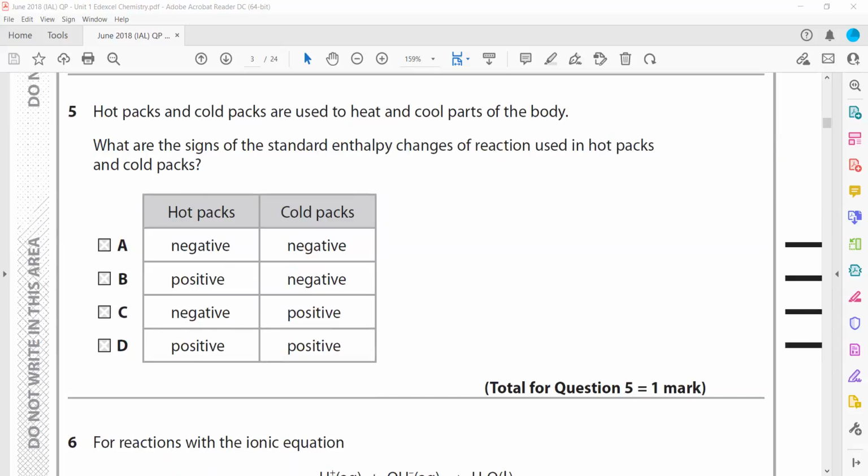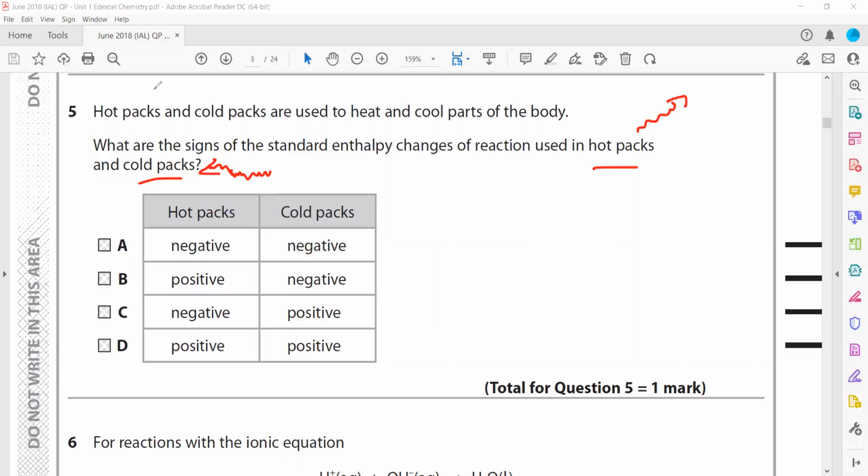In question 5, hot packs and cold packs are used to heat and cool part of the body. What are the signs for standard enthalpy change used for hot packs and cold packs? Basically, hot packs will release energy to the surroundings. That's why it makes it hot. And cold packs will absorb the energy.